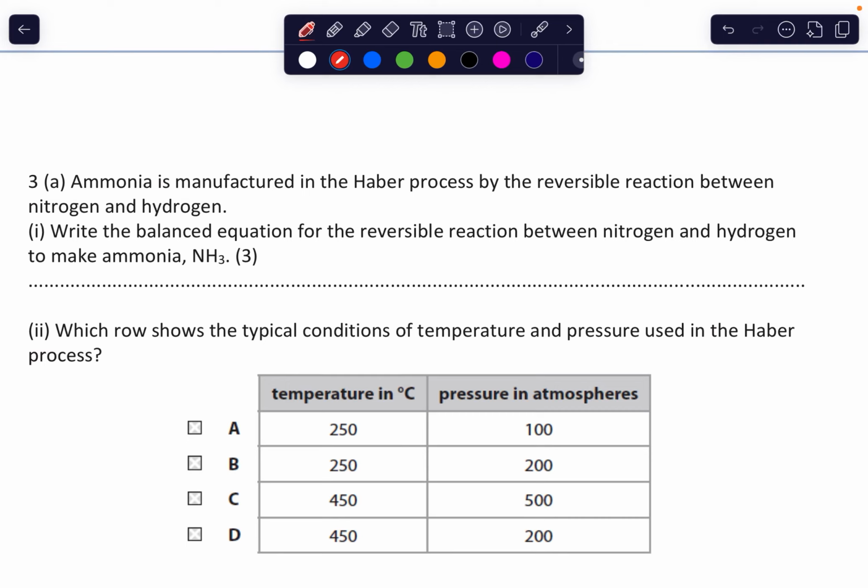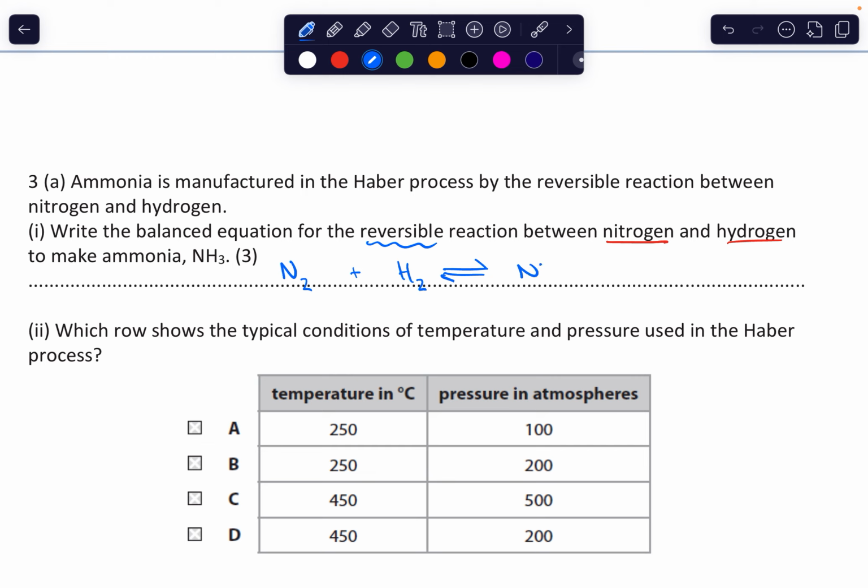So what they want us to do here is write a balanced equation. Now they're trying to help us because they're telling us we've got nitrogen and hydrogen. So let's put those two down first. And hydrogen. Now remember, nitrogen and hydrogen are both diatomic, so we need N2 and H2. Also they're telling us it's reversible, so we need the reversible symbol in the middle.